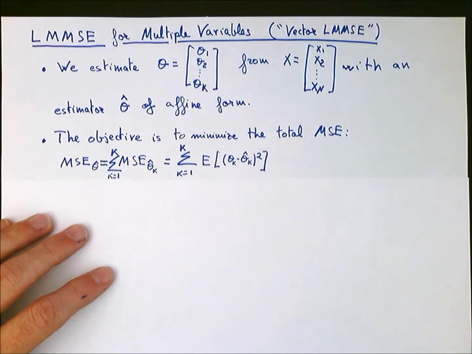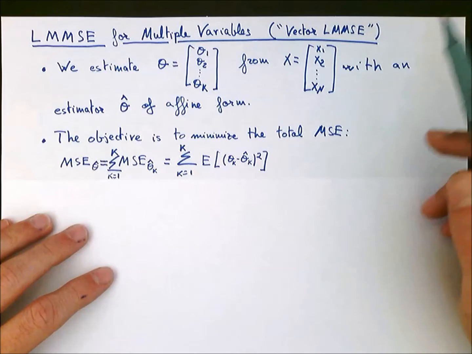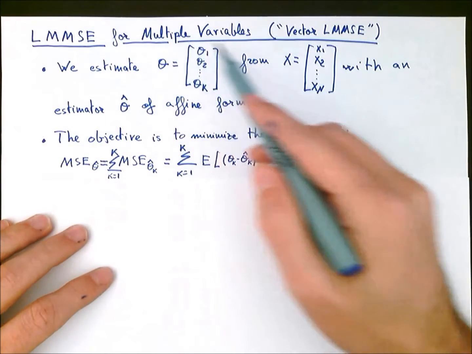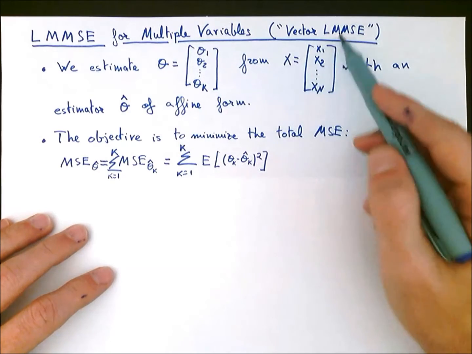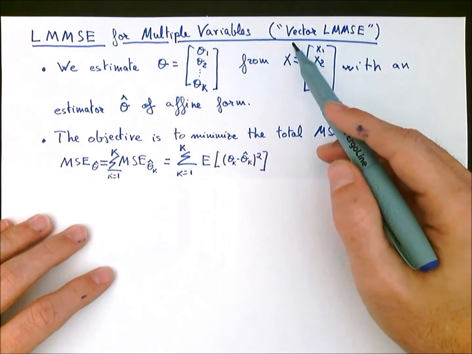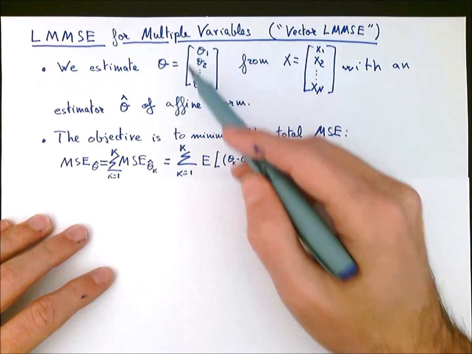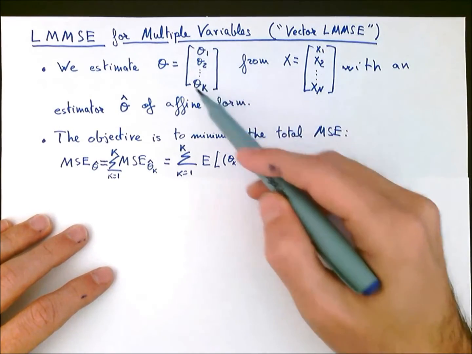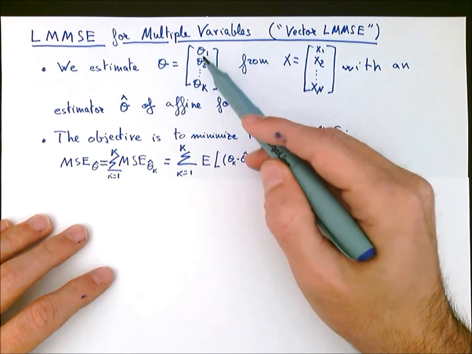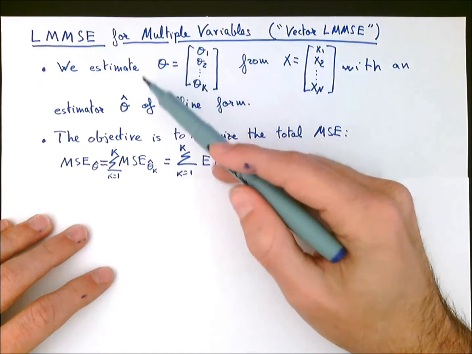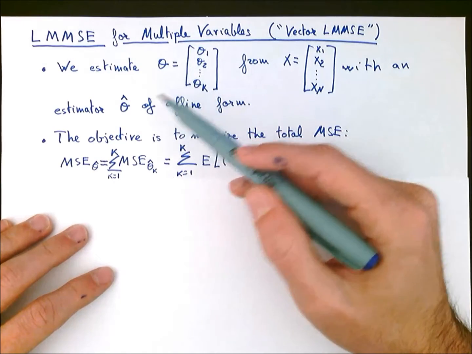To finalize our discussion on the LMMSE estimator, we finally look at the case in which we have not just one unknown parameter, one unknown variable, but in fact multiple variables. We're going to employ an estimator that is sometimes termed the vector LMMSE. The name comes because we can group the unknown variables. In this case we have k different unknown variables, theta 1 to theta k. We can group them in a vector, theta, of unknowns.